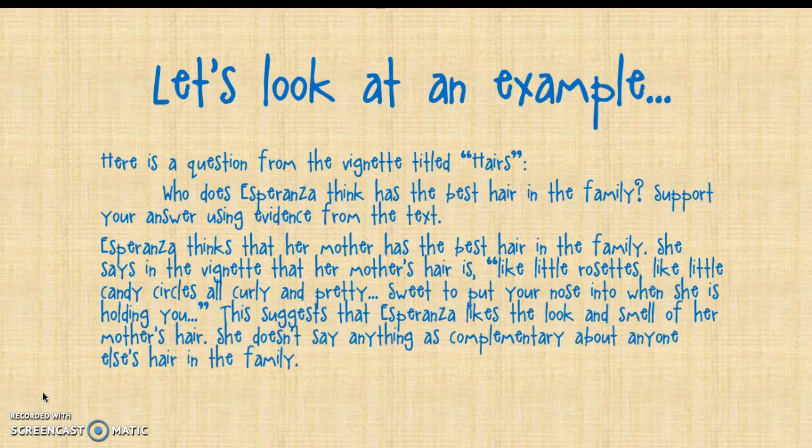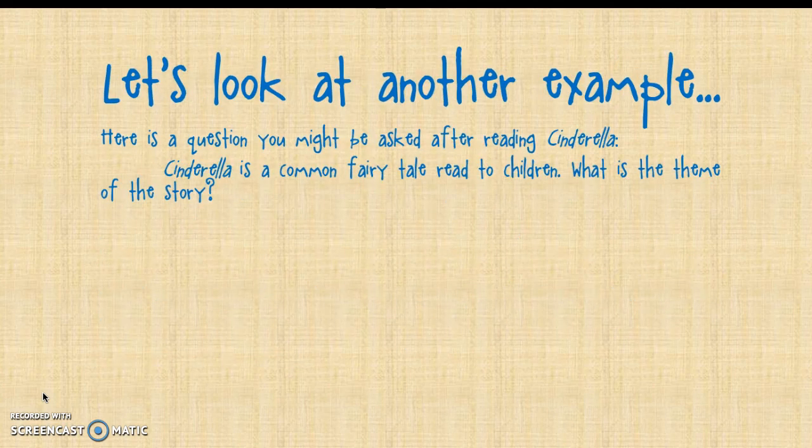The next step is to explain the connection between my text and what I'm trying to say. So this suggests that Esperanza likes the look and smell of her mother's hair. She doesn't say anything as complimentary about anyone else's hair in the family. Let's look at another example.